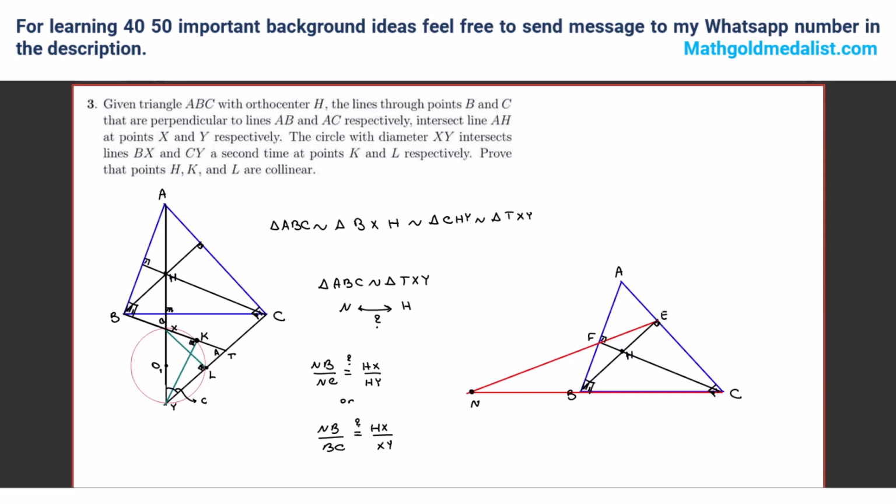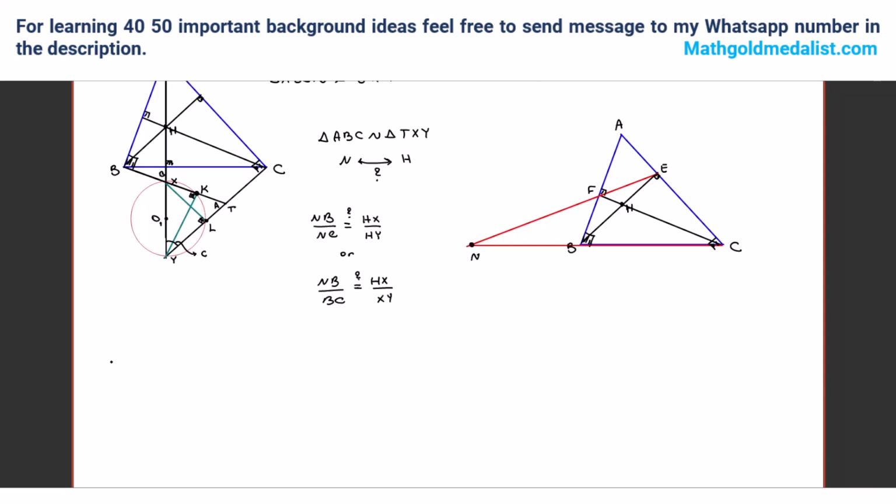Three is okay. So let me write NB over NC times EC over EA times FA over FB. We know this is 1, right? EC is what? EC is A cosine C. Exactly. EA is C cosine A.